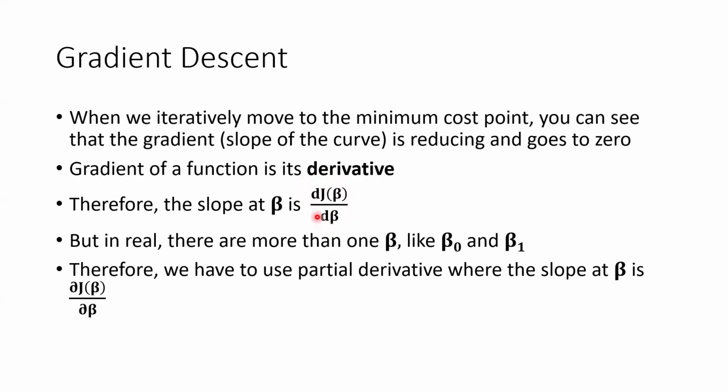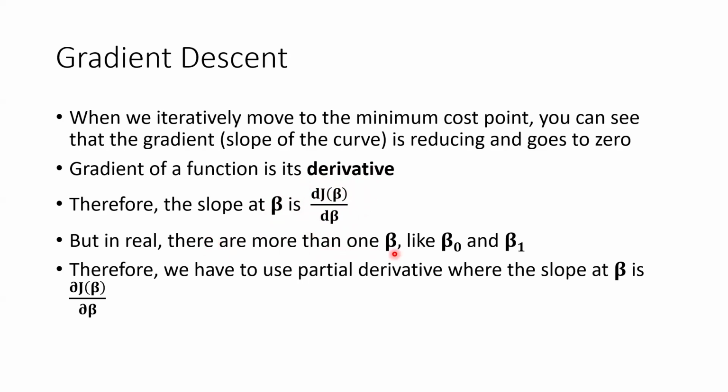But this is when there is only one beta value. This d and d are given as the differentiation. When it comes to full differentiation, this is how we represent the slope, or the derivative, of the curve.